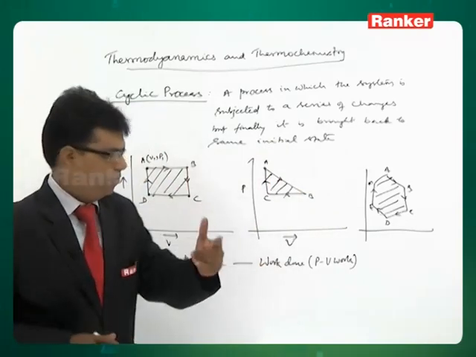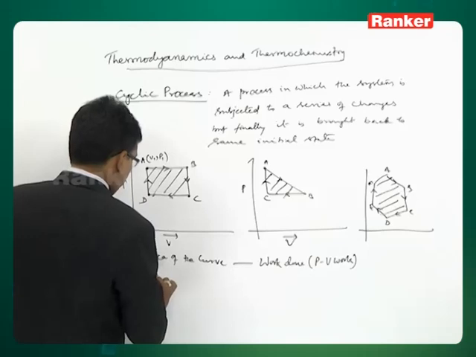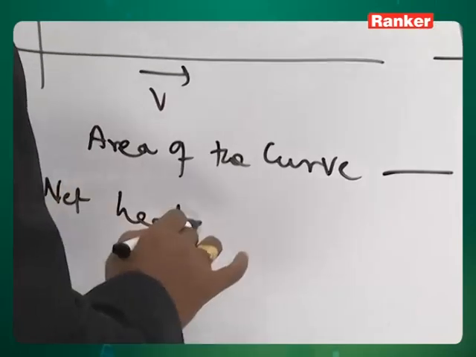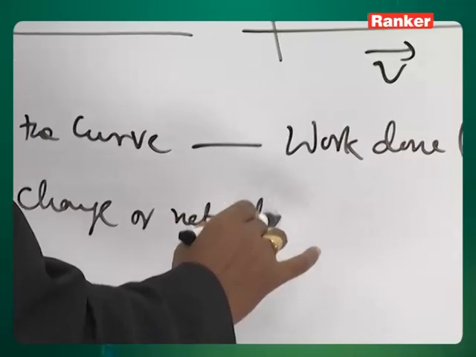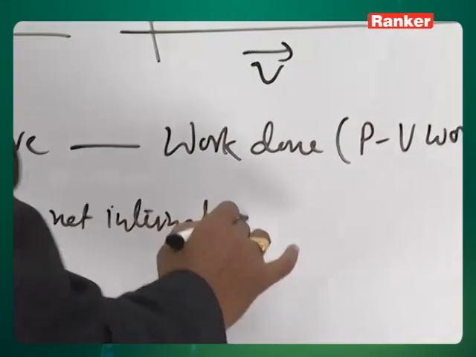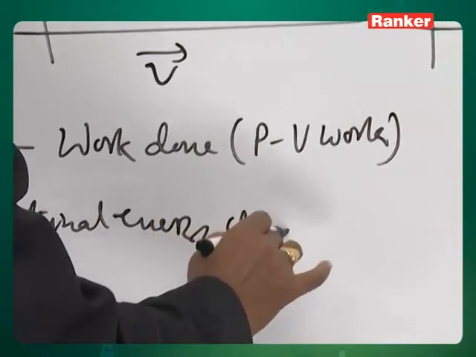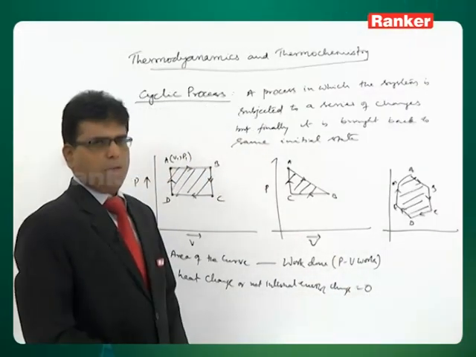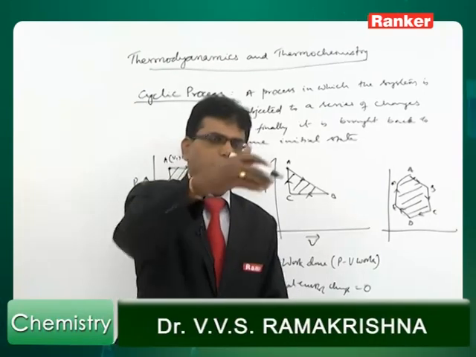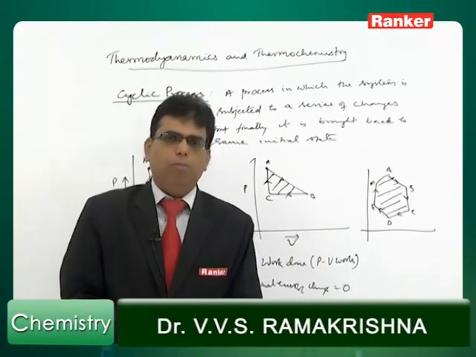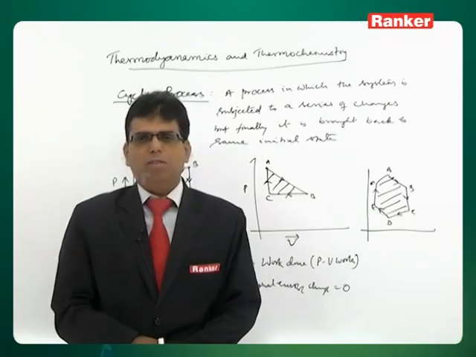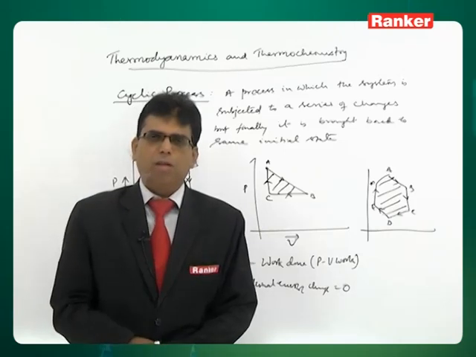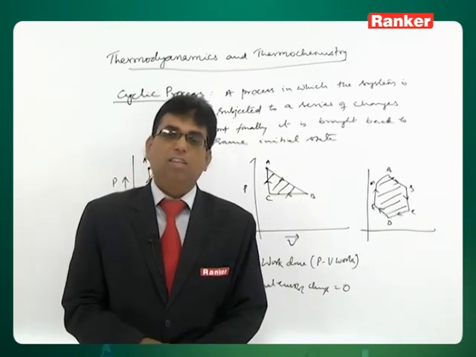In a cyclic process, the final heat change, net heat change or net internal energy change, all these are 0. In a cyclic process, as we told, if you start from the home and if you visit so many places and finally when you reach the home, the distance travelled of course increases with increase in number of steps, with increase in number of visits, but net displacement is 0.